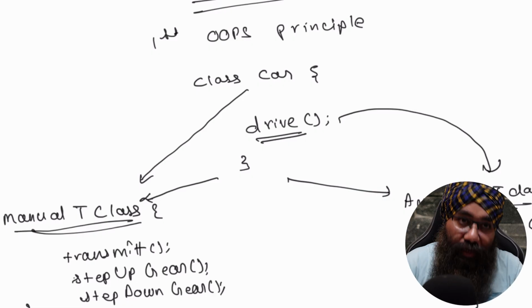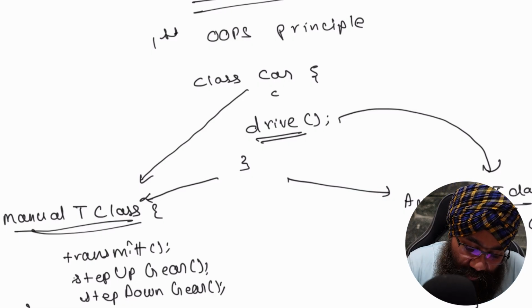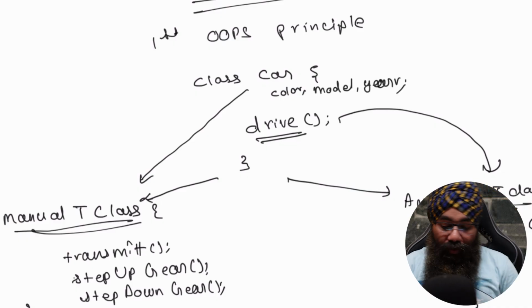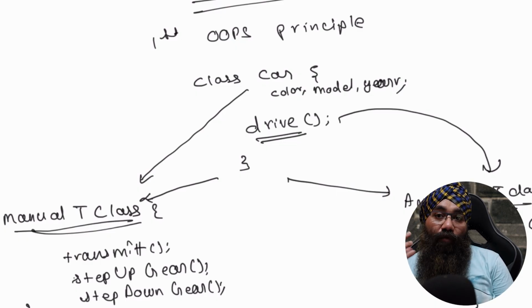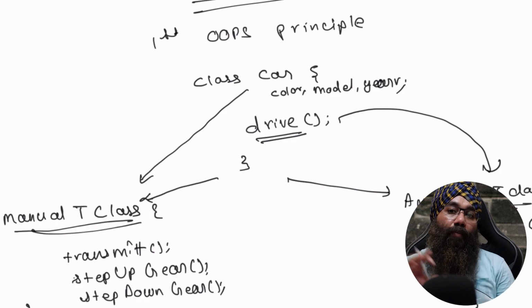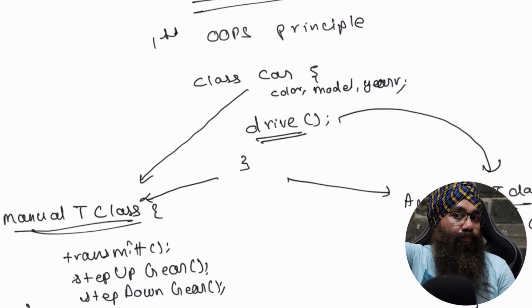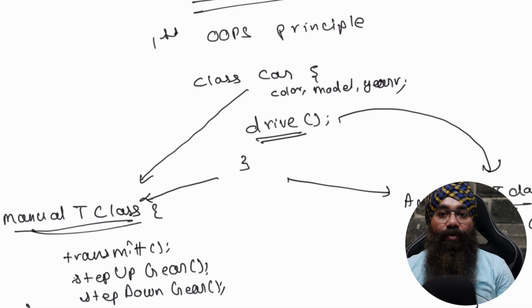And not just functionalities, the other properties that we had, color, model, and year of manufacturing, are also inherited from the parent to the child class. So it helps us avoid duplication of code. If there is code which needs to be present in many places, it is better we create a parent class and place it at one place, and all the child classes can use the parent class.